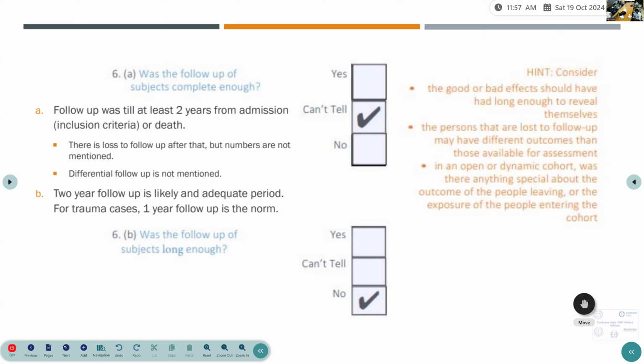So 2-year follow-up is likely an adequate period of follow-up. Usually for orthopedic trauma cases, 1-year follow-up is the norm, from a brief literature review. Some surgical studies do report a 5-year follow-up as a long-term outcome.